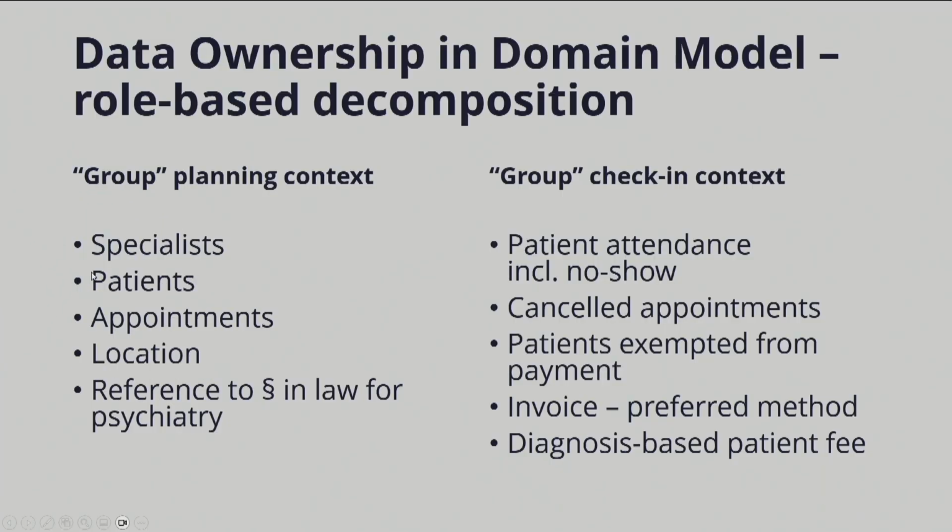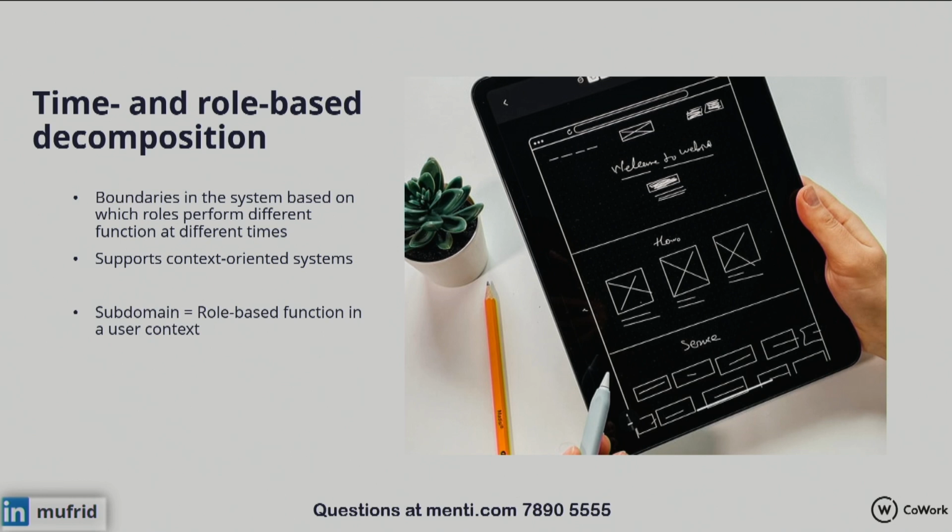Okay. Can we go in further? What did we learn from this workshop? Well, can we employ the notion of time? Time and role-based decomposition. So what roles perform different functions at different points in time? Now role-based decomposition was about what tasks, task-oriented boundaries. Here we are closing in on user context. What context is the user in when they are performing different functions?